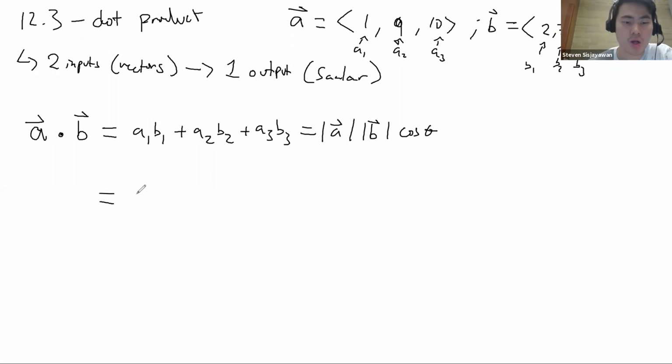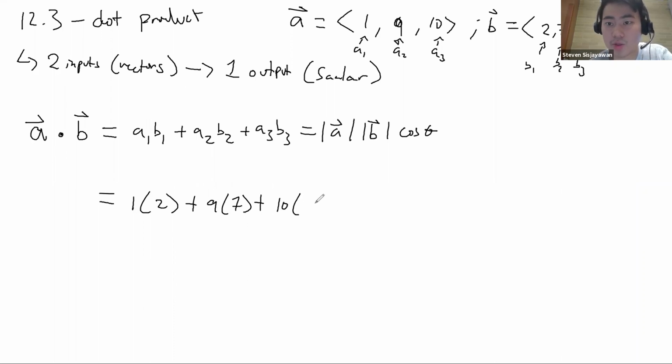Okay. All right, so for A dot B, that's going to be 1 multiplied by 2 plus 9 multiplied by 7 plus A3, what's that, 10? Yeah, multiplied by 3. So it's going to be something like 2 plus 16 plus 30. That's going to be big numbers. That's going to be 48.